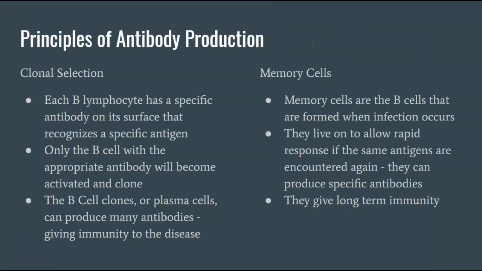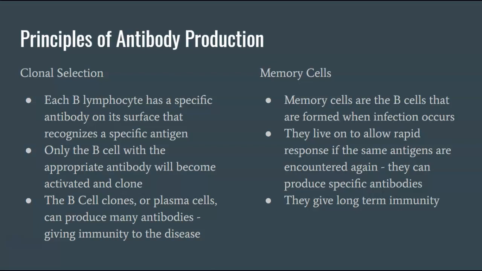So, principles of antibody production: clonal selection and memory cells. Clonal selection is that the B lymphocytes have a specific antibody on the surface that recognizes a specific antigen. That's the specificity. That's why the third line of defense is specific. It's not just a general response. The B cell with the appropriate antibody will become activated. So you have tons of B cells in your body, but only the specific one will become activated when infected with a specific pathogen. And then the B cell clones, plasma cells, produce antibodies, giving immunity.